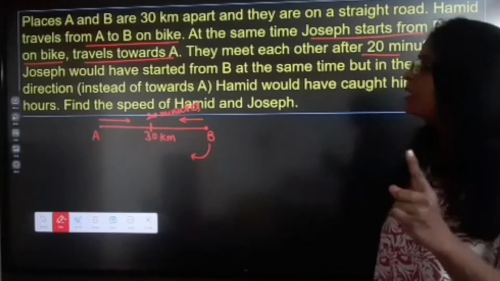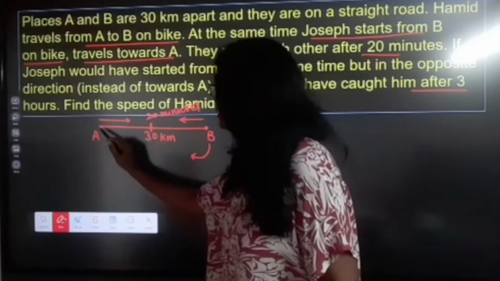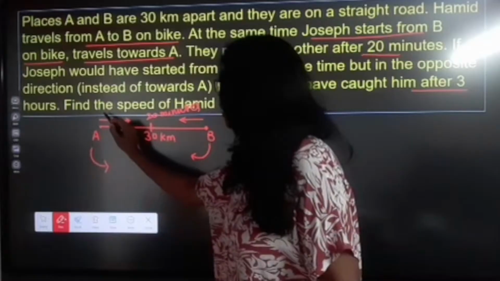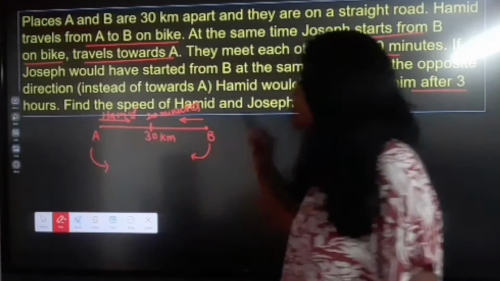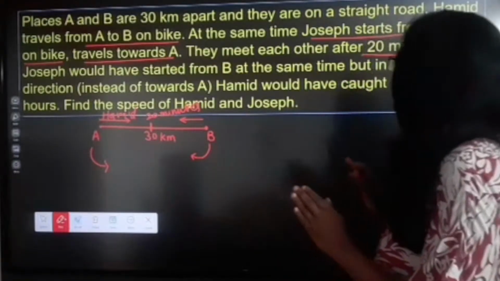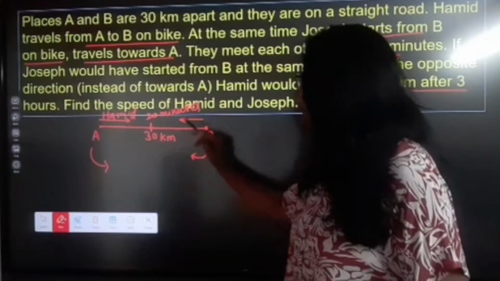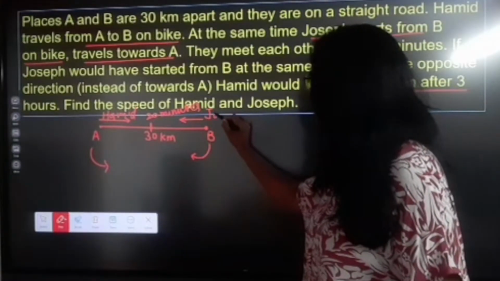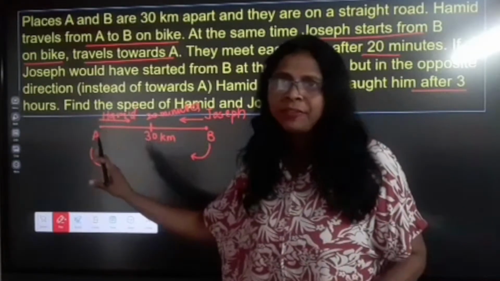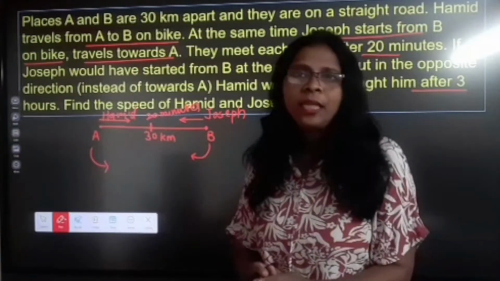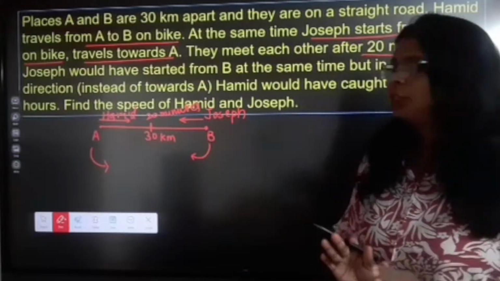Now here at the first time, Hamid travels from A to B here students, and Joseph travels from B to A, and they meet after 20 minutes. After 20 minutes they meet. Okay, this was the first condition.